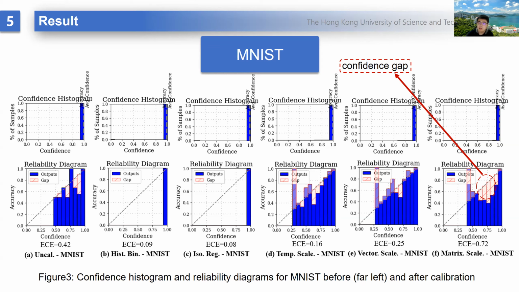But we observe that all ECEs are typically below 1%, and the MNIST dataset has very low error. Referring to the top row confidence histogram in figure 3, the average confidence is very close to the average accuracy. Hence, there is not much room for decreasing the ECE in this dataset. To conclude, most calibration methods still improve the calibration, and isotonic regression outperforms the other methods.